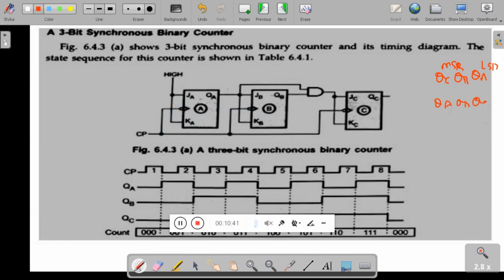It is not like that exactly, because we have connected QA as LSB. So that thing you have to make a note. Now here we are using 3 flip-flops, that's why it is called 3-bit. 3-bit means you know what the combinations for 3-bit are.